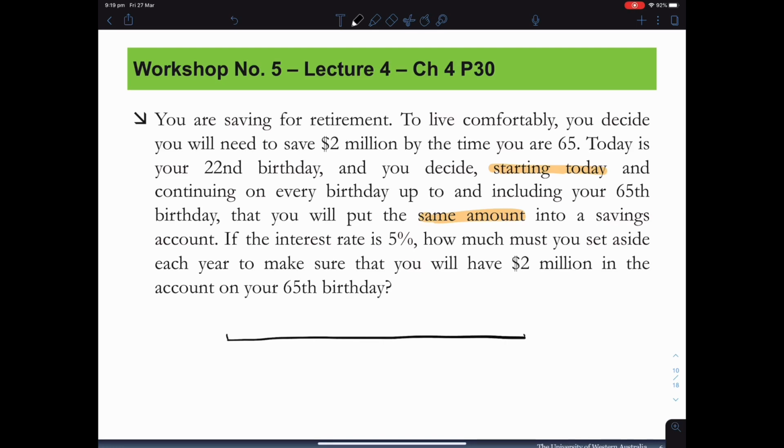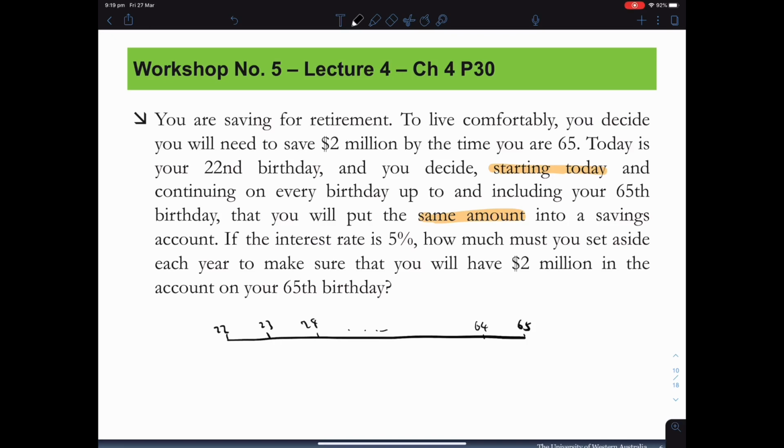All right, so here, how many payments are there? If you're not sure how many payments, let's just say here we are age 22. That's today. And next year we're turning 23. Next year we're turning 24, all the way up to 65.